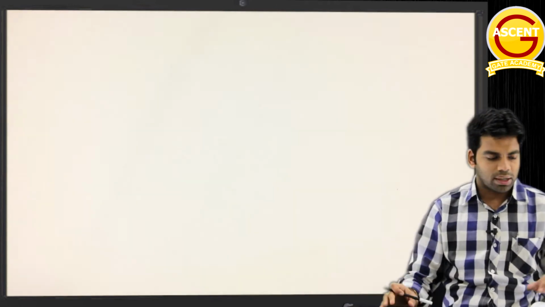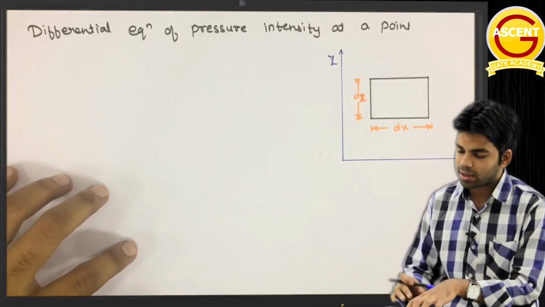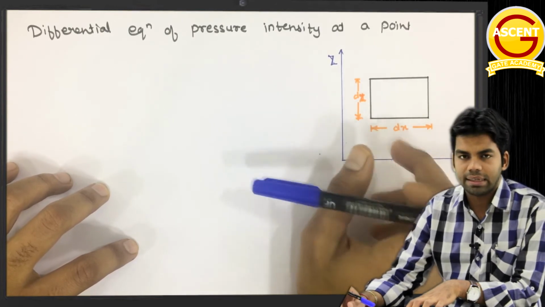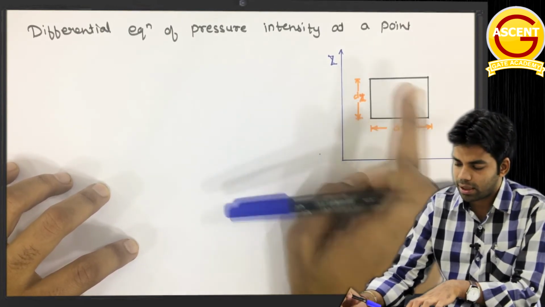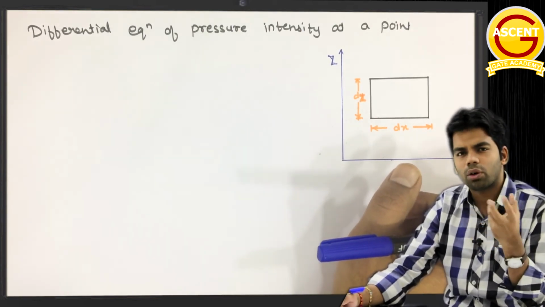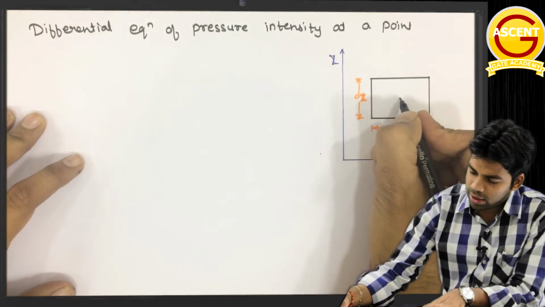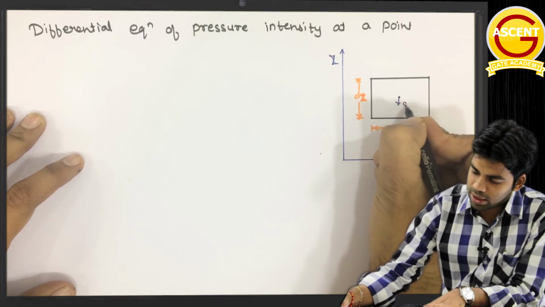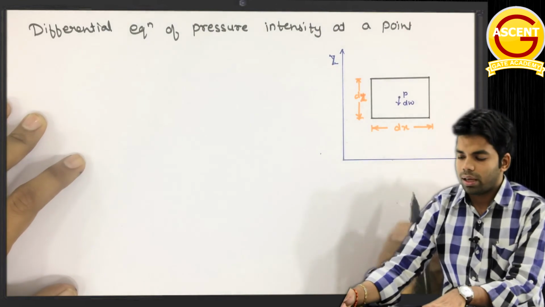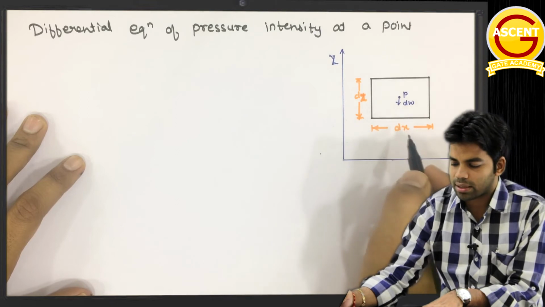Now coming to a very important thing, that is the differential equation of pressure intensity at a point. Okay, so let us consider a small fluid element of dimension dx by dz, dx in the x axis and dz in the z axis, and the y axis dimension is taken as 1 unit. If you want, you can take the y axis dimension, ultimately it will be cancelled out. Okay, and at the center the weight of this element is acting, suppose dW, and the pressure at this point is dp. Okay, and suppose the pressure is changing with respect to the x axis and with respect to the z axis.